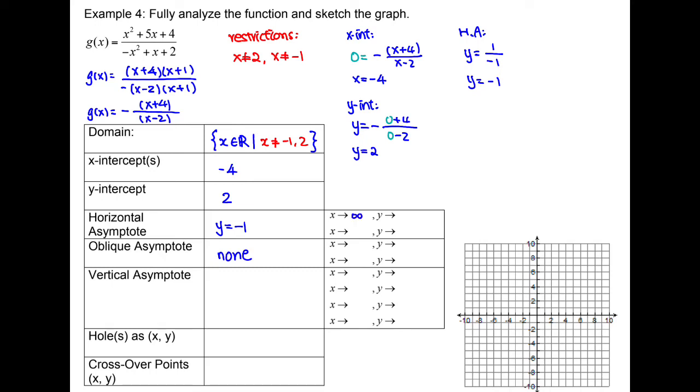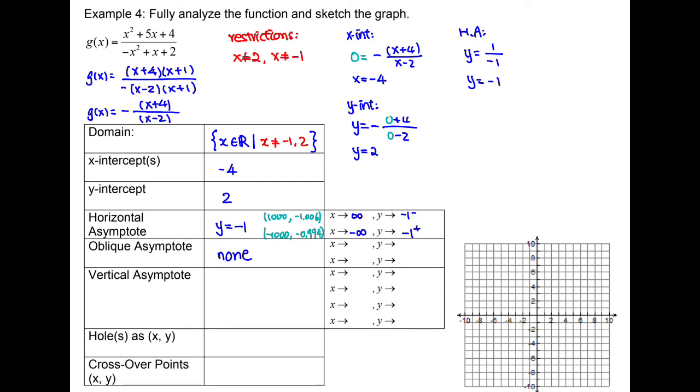Let's check the end behaviors. On the right end, we say x is approaching infinity. We substitute 1,000 into x. We get a y value of -1.006. So we know y is approaching -1, but from below. On the left end, when x is approaching negative infinity, we let x be -1,000 and substitute into the function to find the y value. We get y to be -0.994, which is almost at -1 from above.